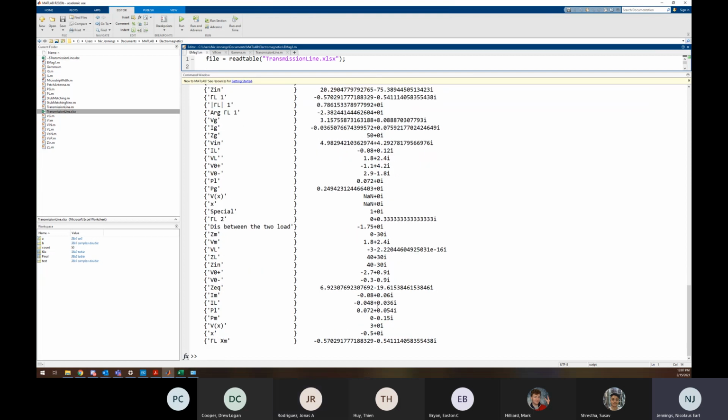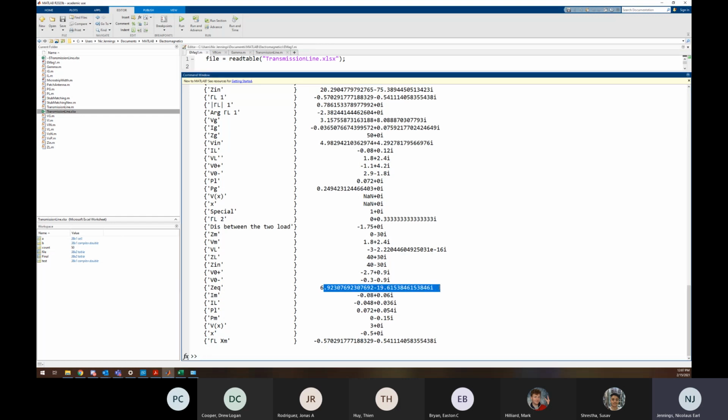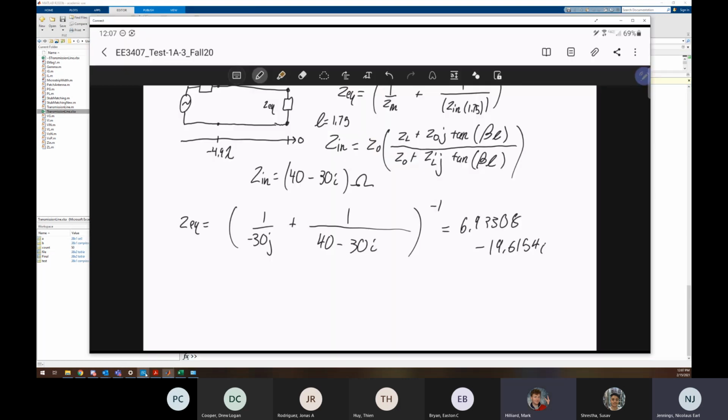Hopefully you guys should have been able to solve this. Parallel resistances, circuits 1. It should be in rectangular. It should be 6.92308 minus 19.6154, I believe. Let's see here. Somewhere right here. It's this one right here. Yeah, that matches up with what I just got. Exactly. Okay.